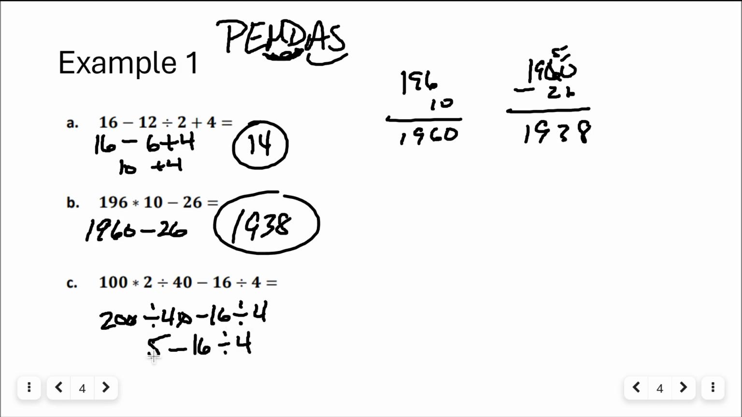Okay. And now we have another division problem over here. 16 divided by 4 is 4. So my answer is 1. 5 minus 4. All right. That's how my order of operations work.